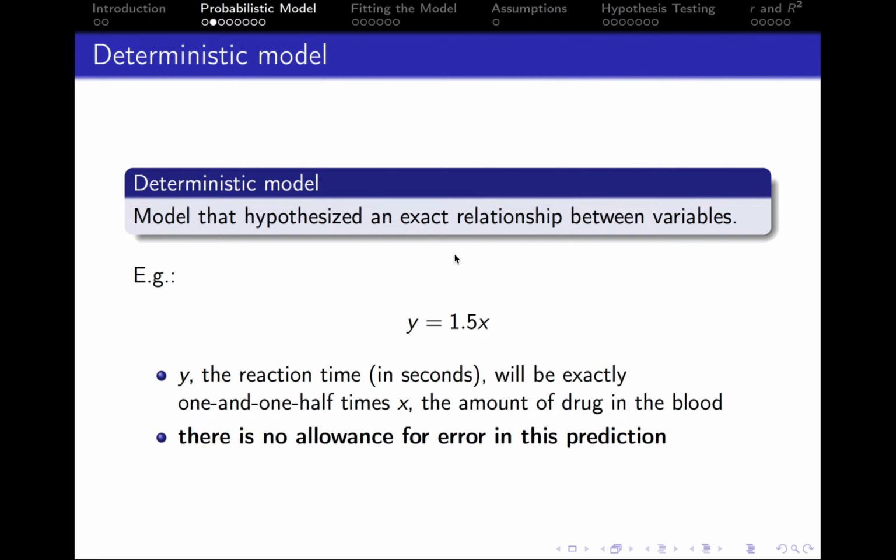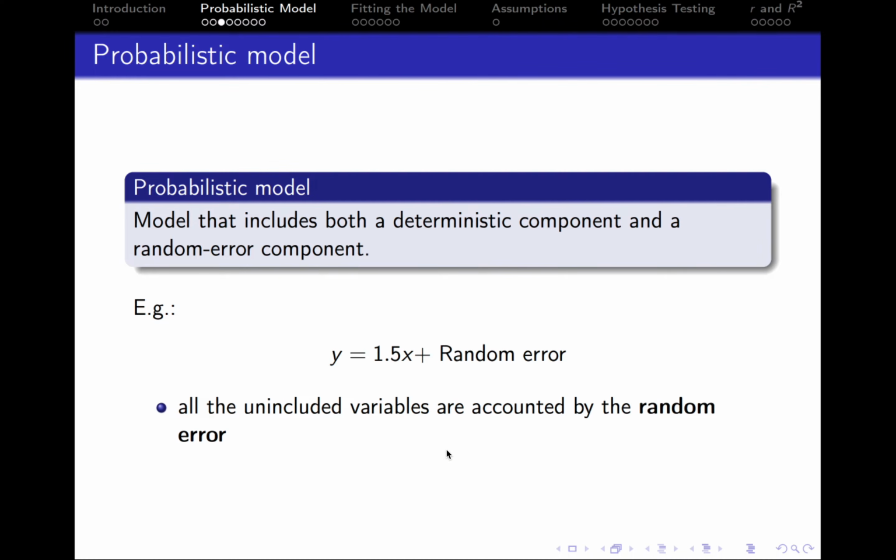But I think you will agree with me that this is very much unrealistic, because our reaction to a certain drug might also depend on our age, on the time of the day when this drug is taken, and on some other factors, which, if we don't include them in the model, should be the error in our prediction. Therefore, a better model for constructing this type of relationship is a probabilistic model. This is the model that includes both a deterministic component and a random error component.